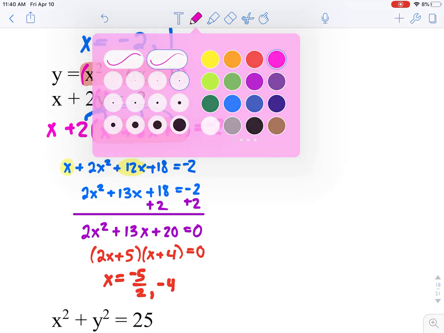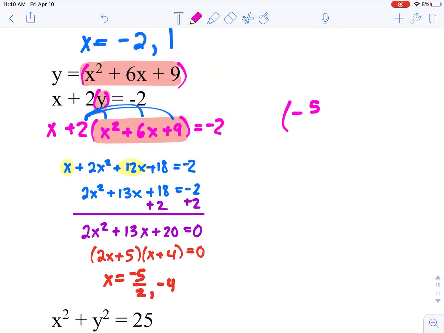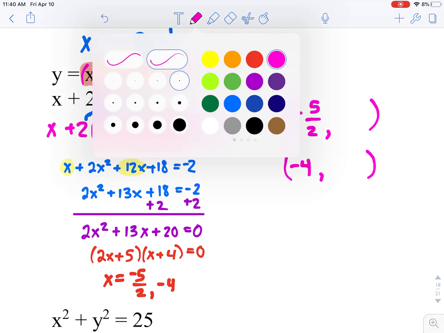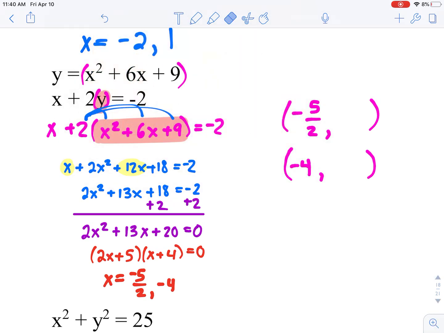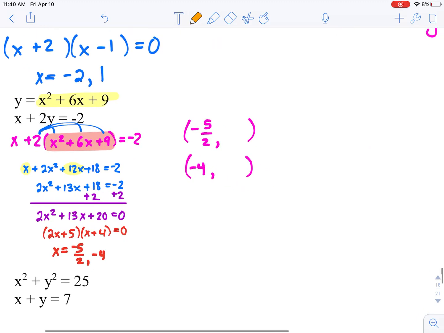Finding out what our ordered pairs are, we have our x is -5/2, and we're going to look for the y, and then our x is -4, and we're going to look for the y. The easiest place to plug in is this first equation that has y equals x squared plus 6x plus 9. And I'm going to write that off to the side.